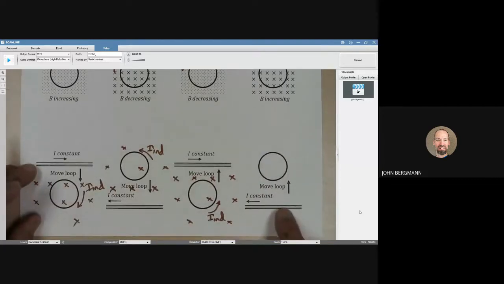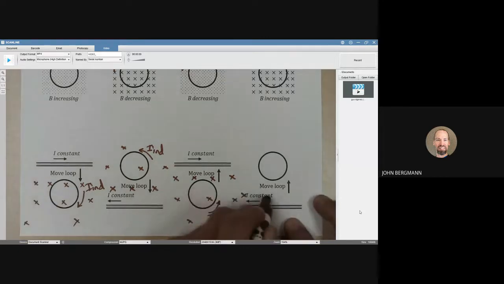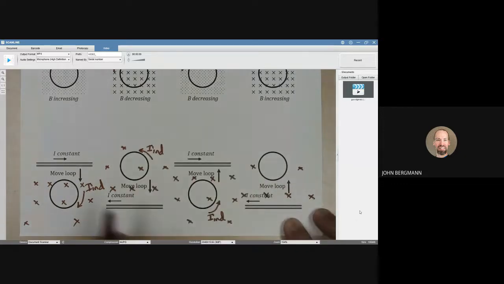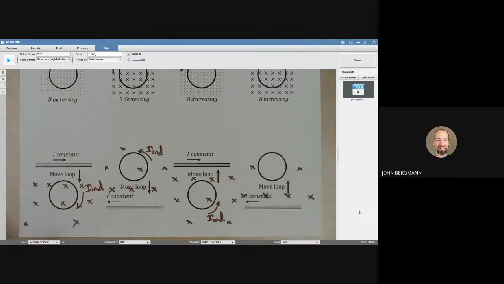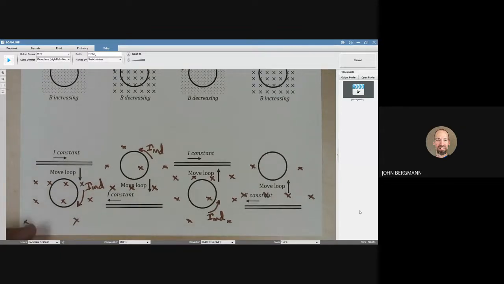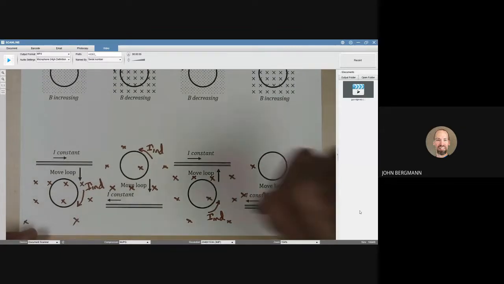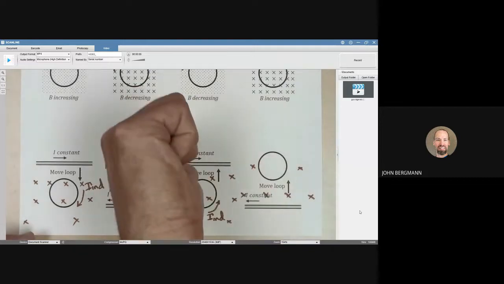Last one on this page. We're moving the loop away. The magnetic field is stronger here. It's weaker out here. As we move it away, the flux is into the page and it's getting weaker. And we don't like that. We're going to try and help it out. We don't like it to change. So you're going to use your thumb and help it out and try and boost it.